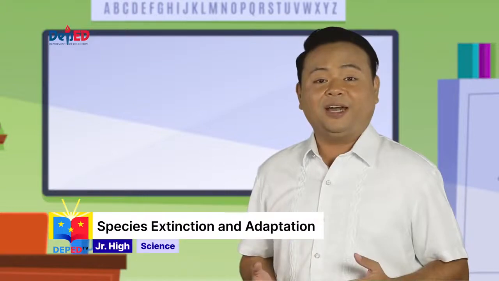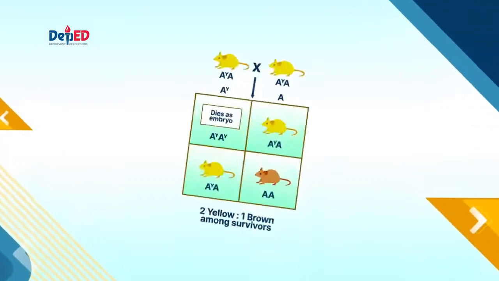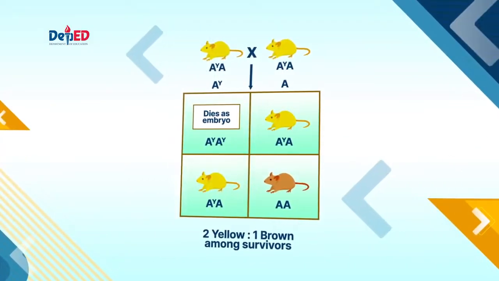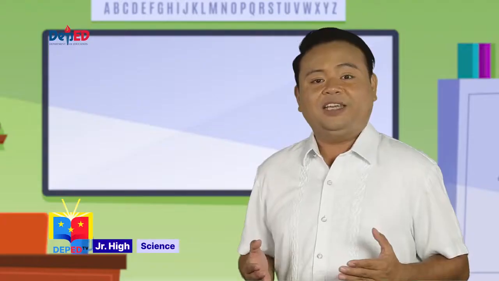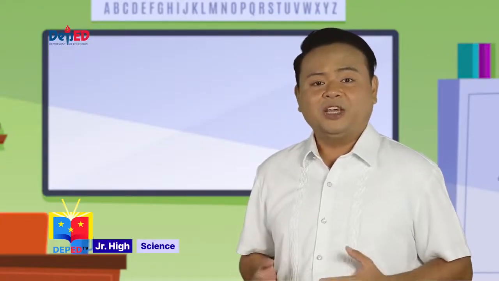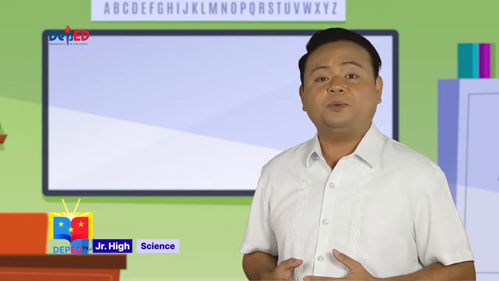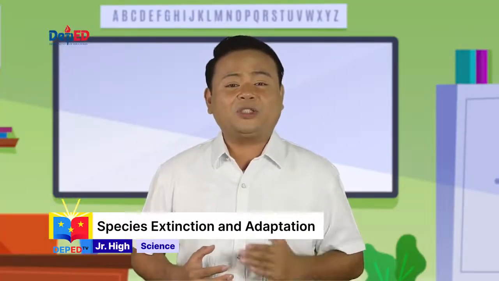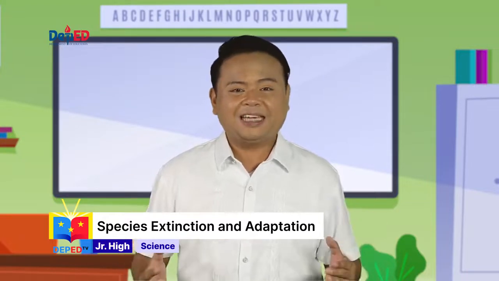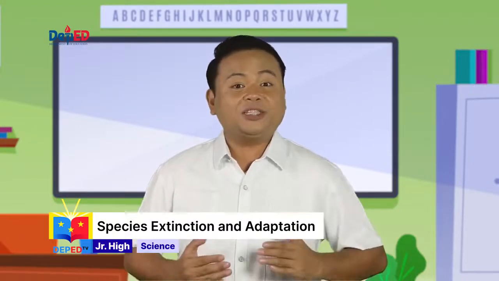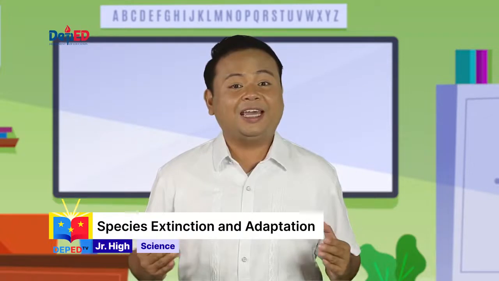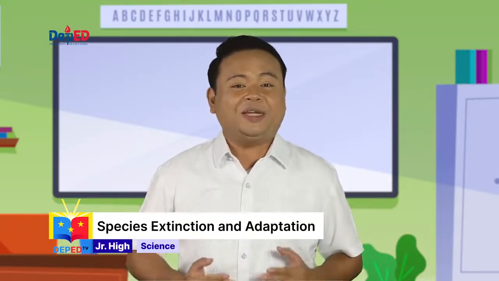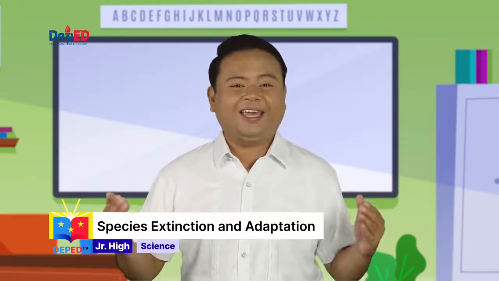Then we also encountered the term lethal allele, where it causes death in an individual. And finally, the term polygenic trait, where traits are controlled by multiple genes. Learners, that is how interesting genetics is. And those of you who want to become a geneticist someday, you better start reading and exploring today.